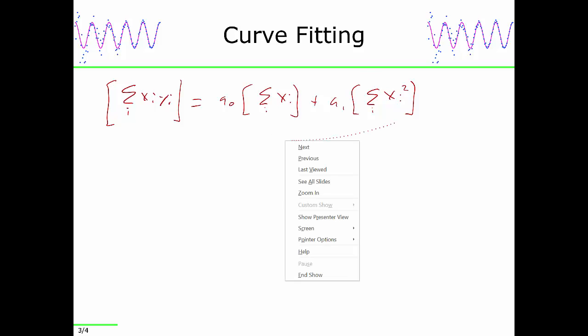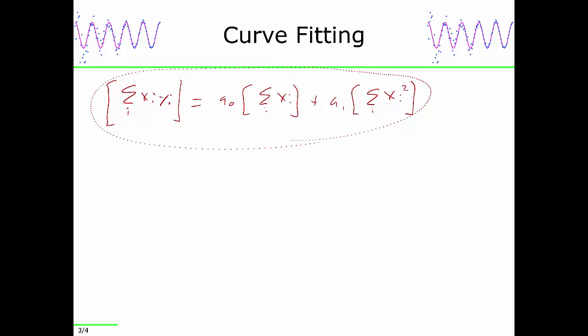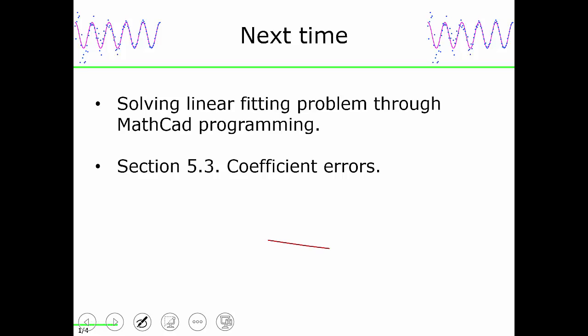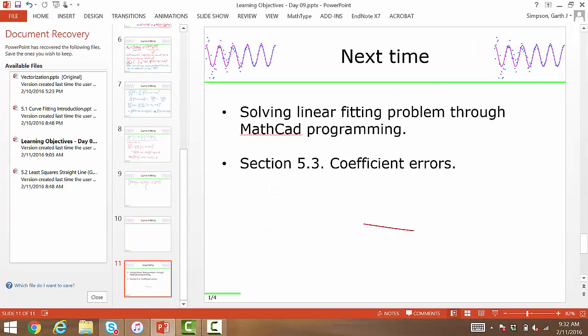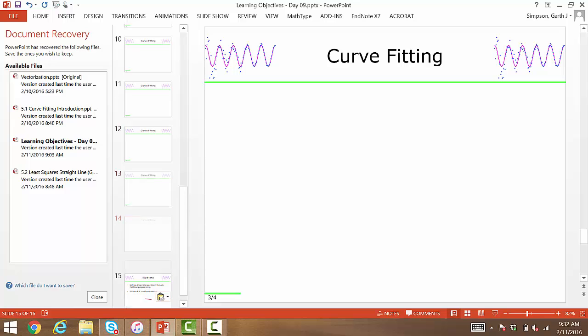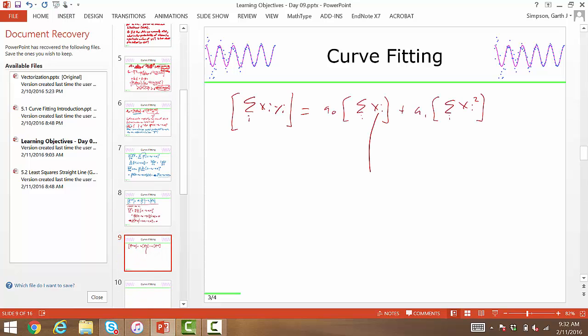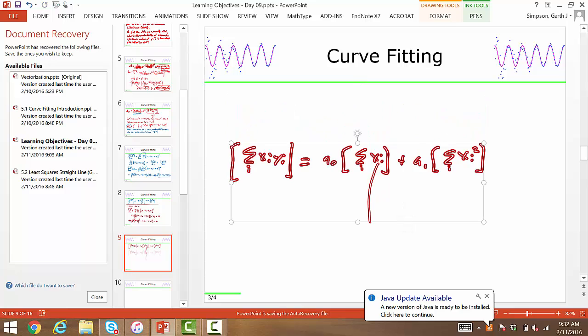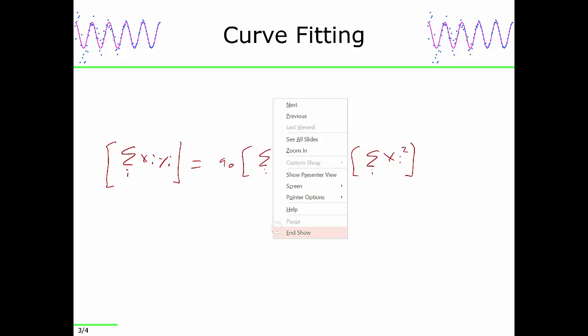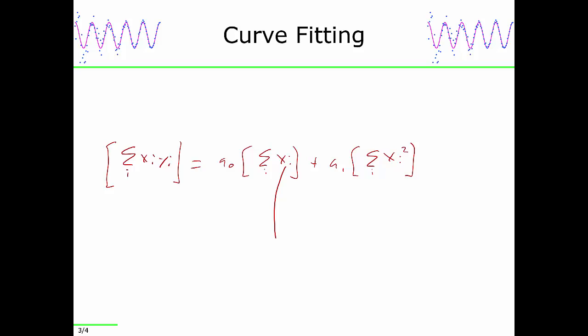I think there's a way for me to select this, right? No. Come on. Okay, let's go back. Well, I'm going to need some more sheets here, aren't I? There. I'll skip my Java update for now. It won't let me erase that anymore. It's there for good. Sorry about that.